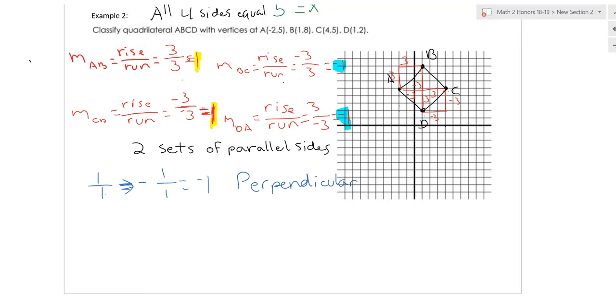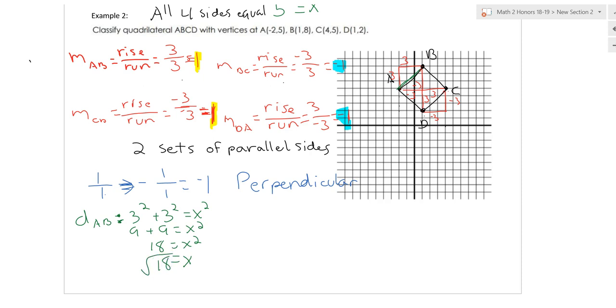Now that we have perpendicular, now we have to decide, are all my sides the same length? So I'm going to do the distance from A to B. I already have all my slopes in there, so we're just using those distances to find this. So 3 squared plus 3 squared will give me x squared. So that's 9 plus 9. So x equals the square root of 18.